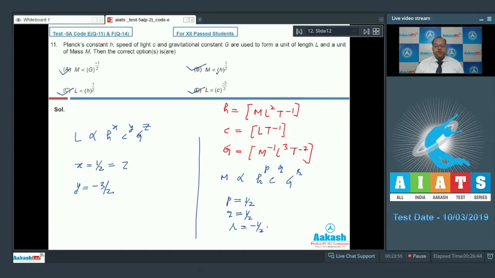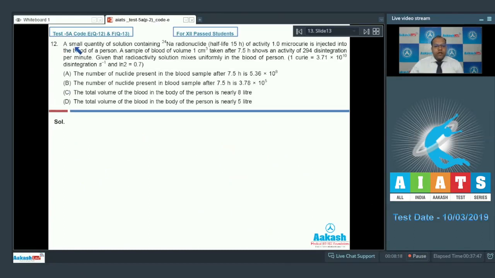Let's move to question number 12. In question number 12, a small quantity of solution containing Na-24 radionuclide, whose half-life is 15 hours, of activity 1 microcurie is injected into the blood of a person. A sample of blood of volume 1 cm cube taken after 7.5 hours shows an activity of 294 disintegrations per minute. Given that the radioactive solution mixes uniformly in the blood of the person, and 1 curie is equal to 3.71 into 10 raised to the power 10 disintegrations per second, and the value of ln2 is to be taken as 0.7.